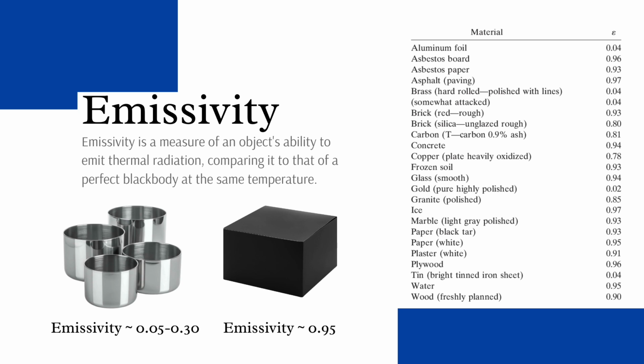Emissivity is a measure of an object's ability to emit thermal radiation, comparing it to that of a perfect black body at the same temperature. Polished metals reflect more and emit less, while matte or painted surfaces emit more. This is why on the polished surface of the glass, the temperature reading is lower than the actual temperature, while the temperature reading on the piece of electrical tape is more accurate.